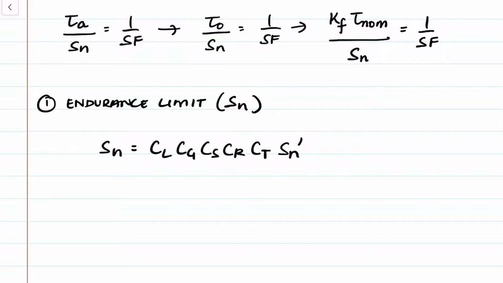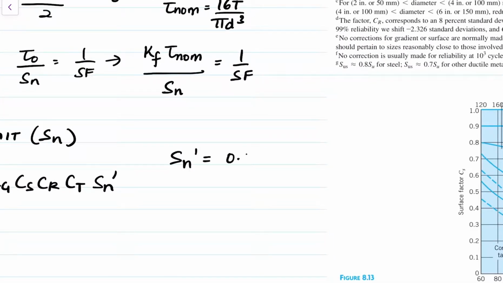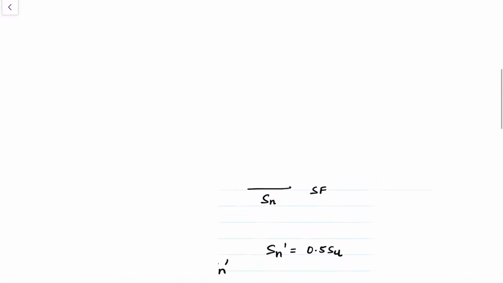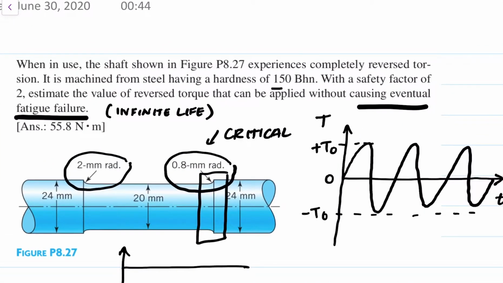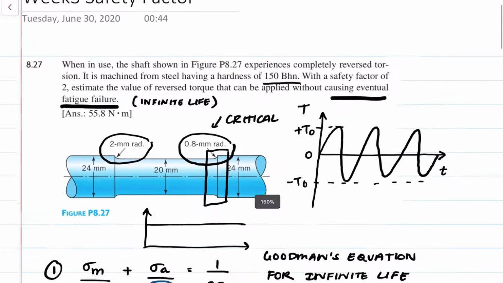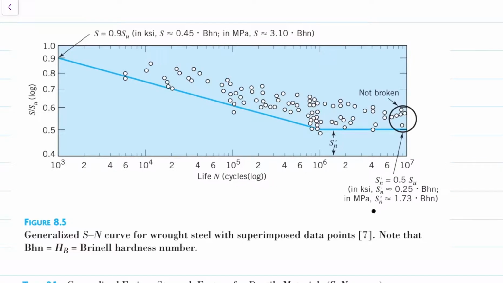So let's look for these factors first and then Sn prime. However you want to do it, I usually like to find Sn prime first and get that out of the way. So Sn prime is what? We said it was 0.5 Su. But this problem does not really give us a value for the ultimate tensile strength. Instead, it tells us what the hardness is. And as I pointed out in the previous example, figure 8.5 tells us that we can find Sn prime using the hardness by just multiplying it by 1.73 if we're dealing with SI units, or 0.25 if we're dealing with the British imperial units.